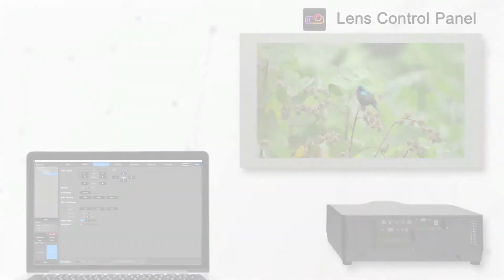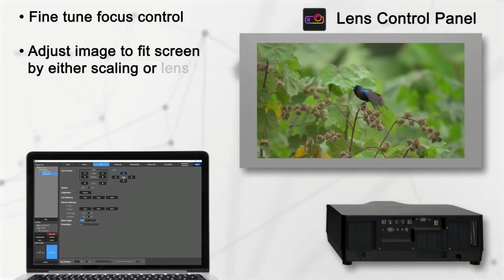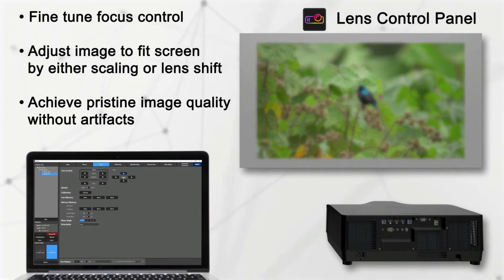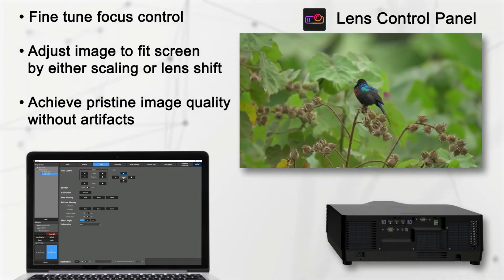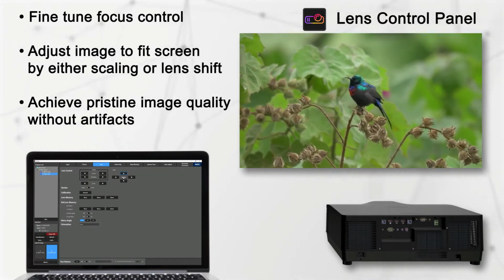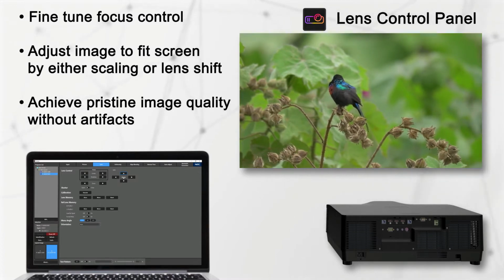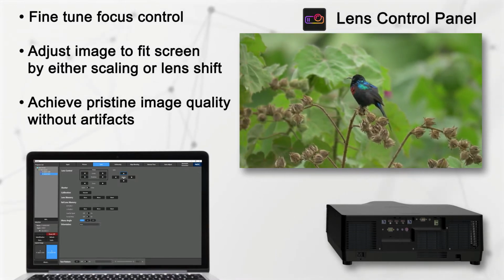The lens control panel allows you to manipulate the lens of your projector to ensure the image is in focus and fills the screen, either by lens shift or adjusting the image size to achieve pristine images without scaling artifacts.